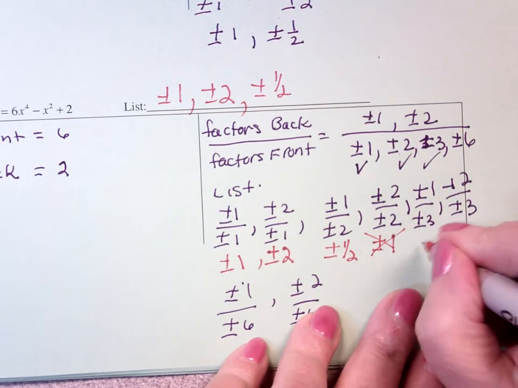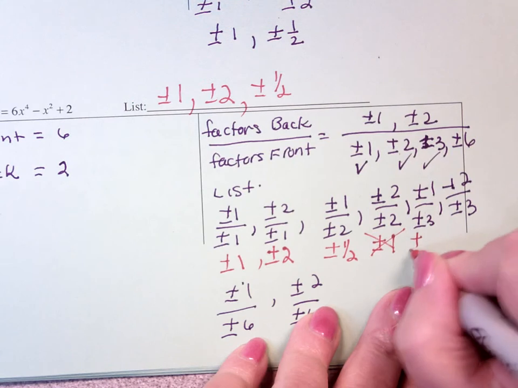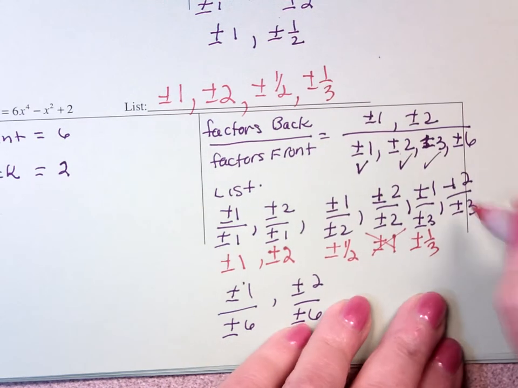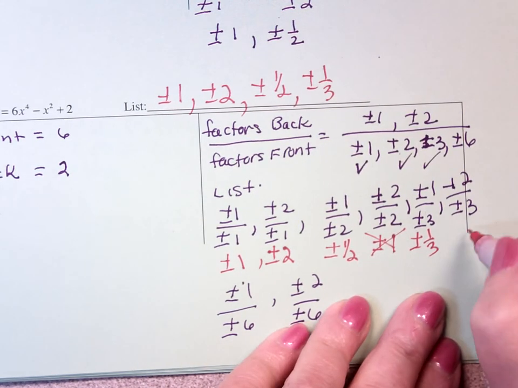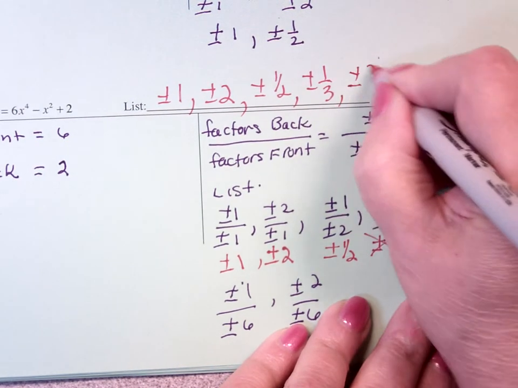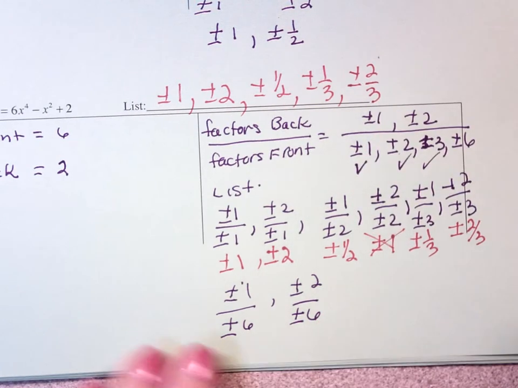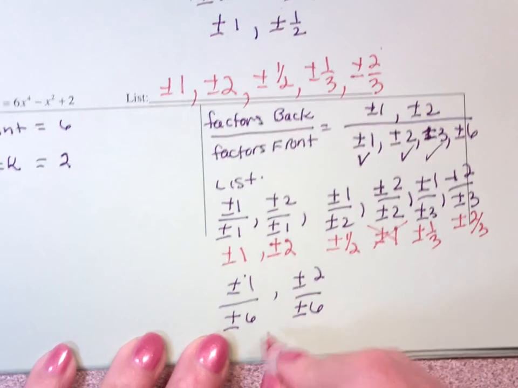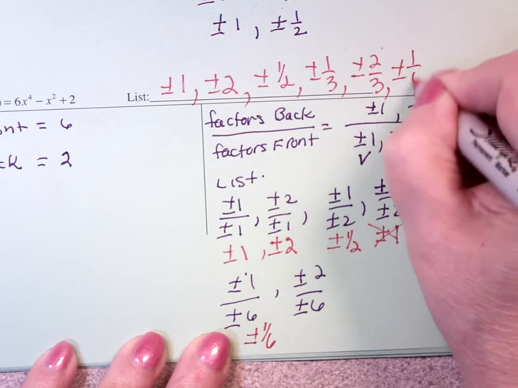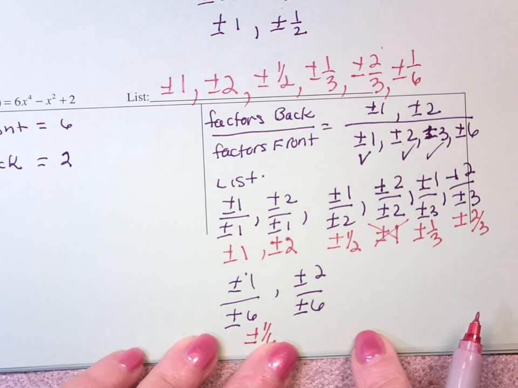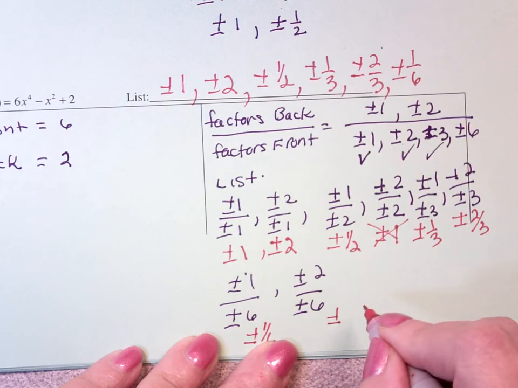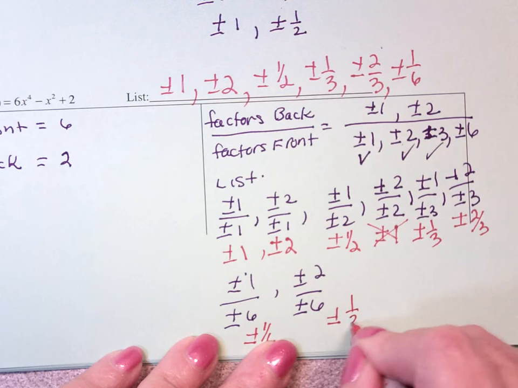Plus or minus 1 divided by plus or minus 3 is plus or minus 1/3. Plus or minus 2 divided by plus or minus 3 is plus or minus 2/3. Plus or minus 1 divided by plus or minus 6 is plus or minus 1/6. Plus or minus 2 divided by plus or minus 6 is plus or minus 2/6. Plus or minus 2/6 is plus or minus 1/3. Is that already in my list? Yeah.